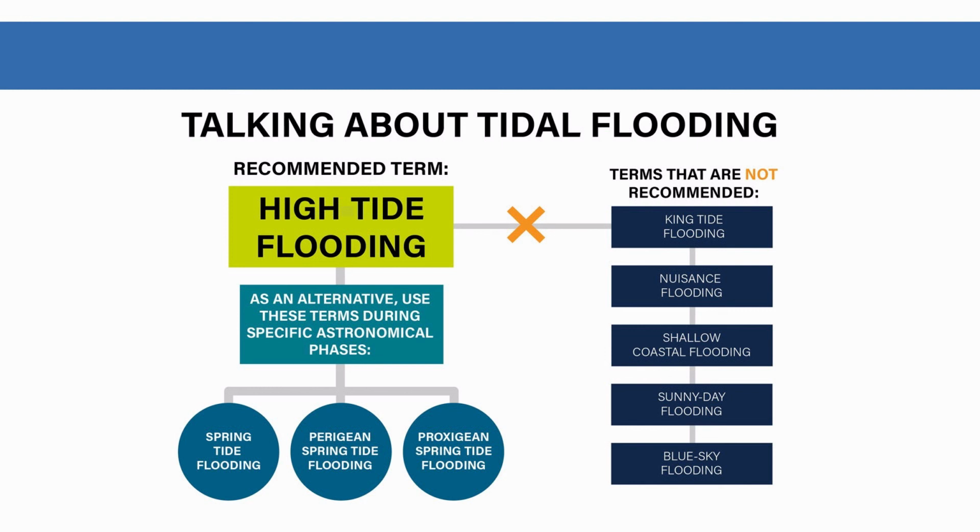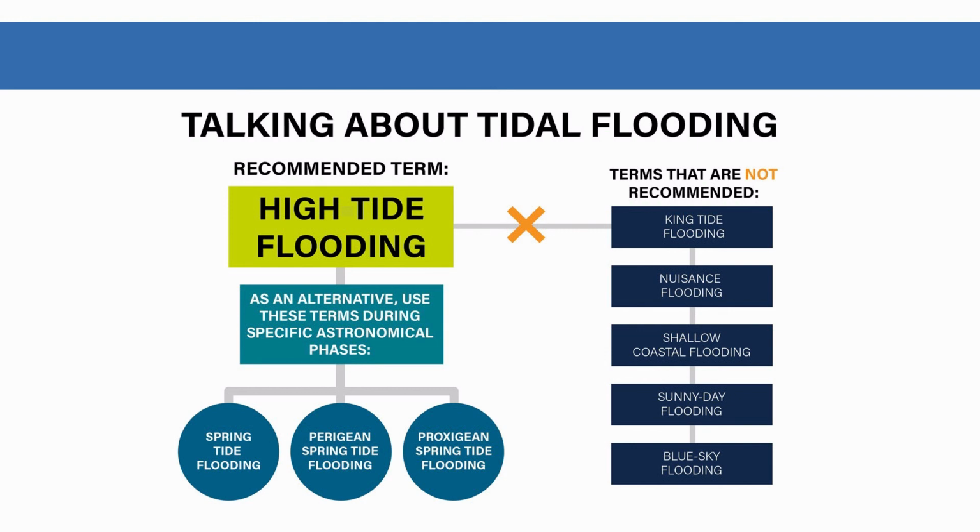You can see that as a task force, we concluded that king tide flooding, nuisance flooding, shallow coastal flooding, sunny day flooding, and blue sky flooding were not recommended because of how they might cause confusion, and that high tide flooding is the most informative and clear way to explain the events. During specific astronomical phases, more detailed terms like spring tide flooding, perigean spring tide flooding, and proxygean spring tide flooding can also be used.